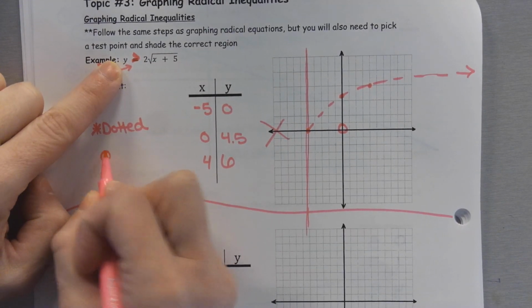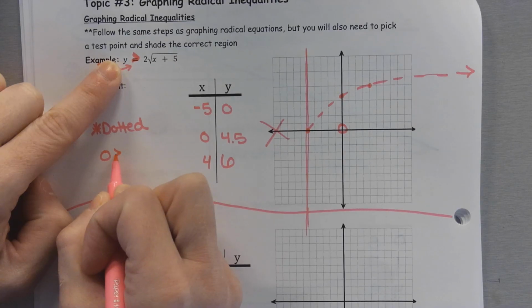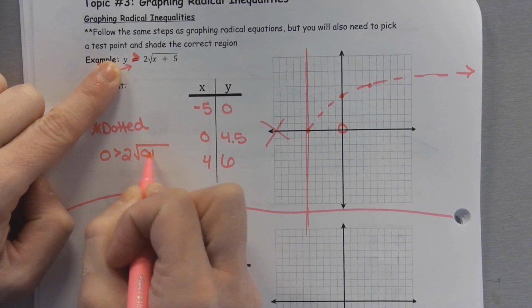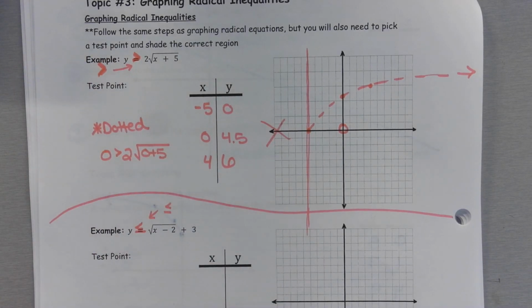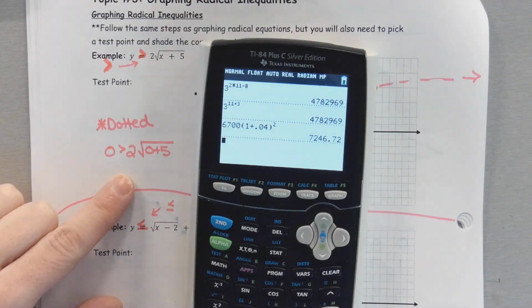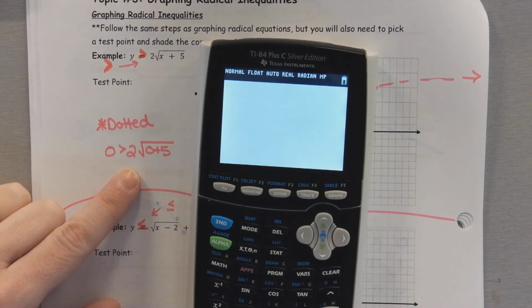I'm plugging in 0 for y. So it's going to say 0 is greater than, I've got my 2, and then I've got 0 plus 5. Okay, that's not going to come out nice, so I'm going to put that in my calculator. I don't know what that's going to be. It's going to be an ugly decimal.